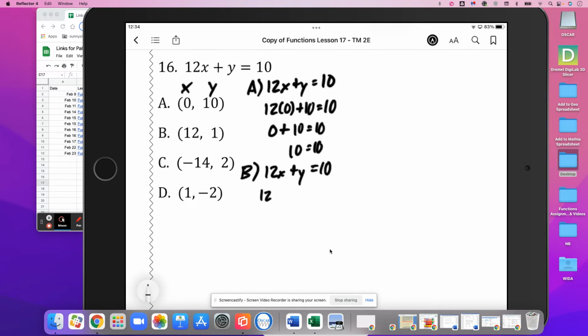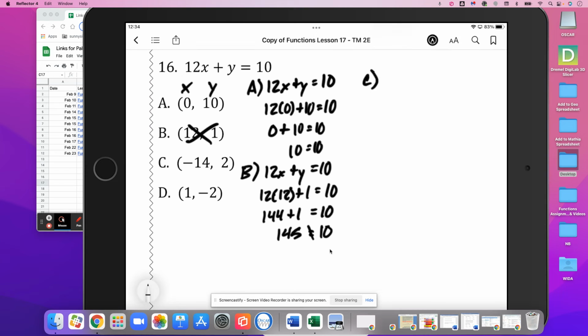And for B, 12x plus y equals 10. So x is 12, so 12 times 12 plus 1 equals 10. We have 144 plus 1 equals 10. The answer to this one's going to be no. 145 is not equal to 10.